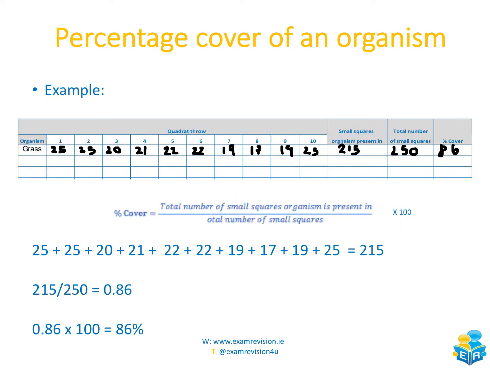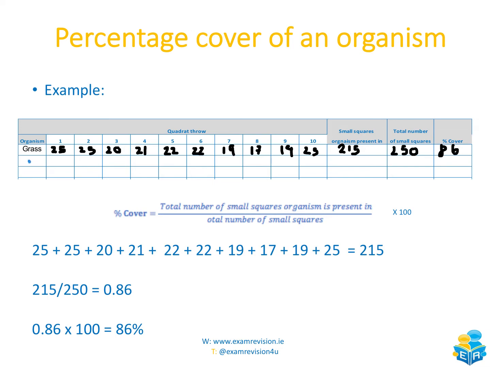Now, we can see another example here. We counted the number of small squares this particular organism was present in. It was grass in this case. That particular plant was present in 215 small squares in total. There are 25 small squares in the quadrat, we threw it 10 times, so in total there were 250 small squares. But we could do the same thing for a daisy.